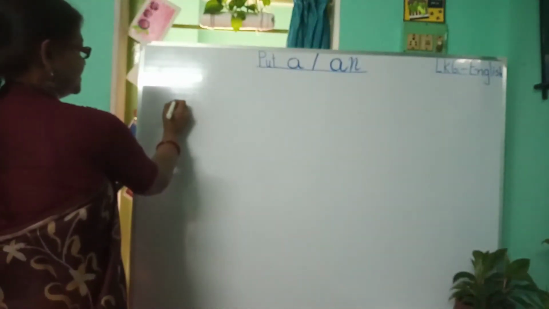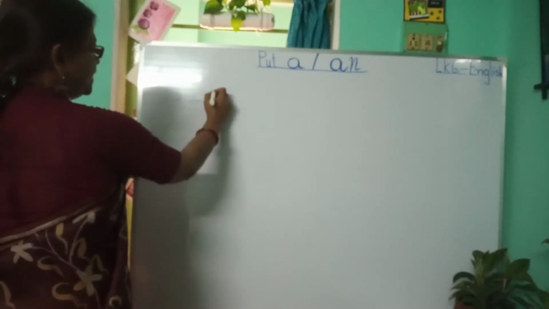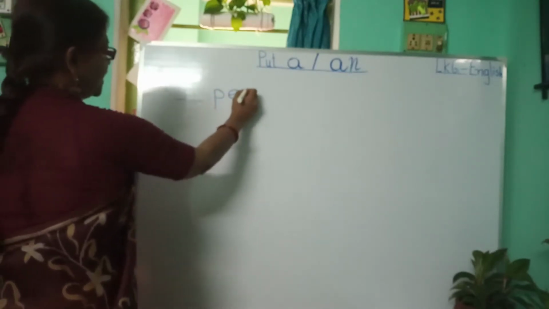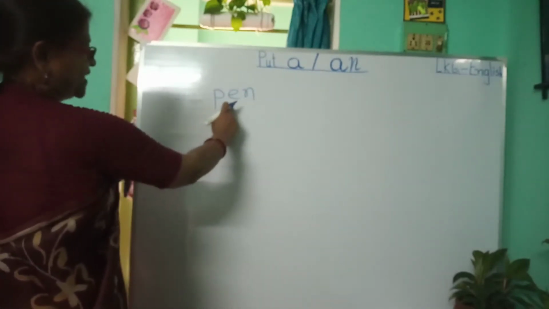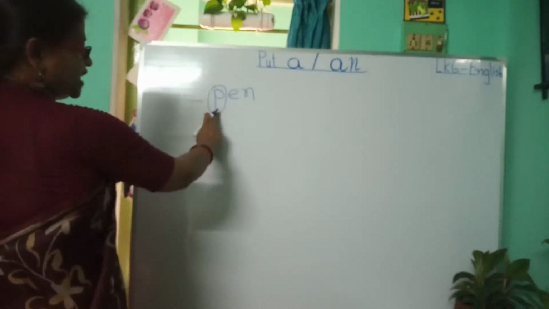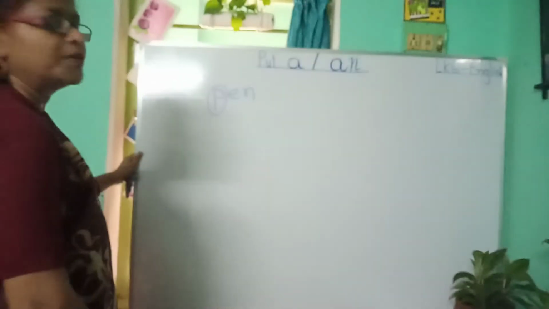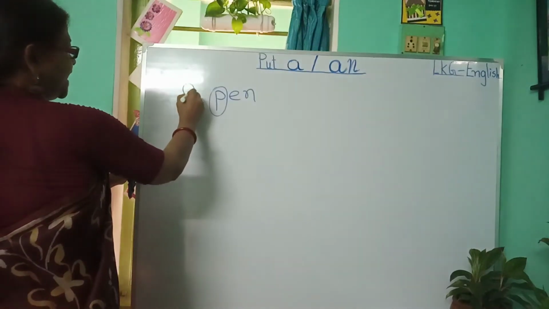Here, dash P-E-N, pen. The starting letter of pen is P. Is P a vowel or consonant? P is a consonant. So, I will put here a.